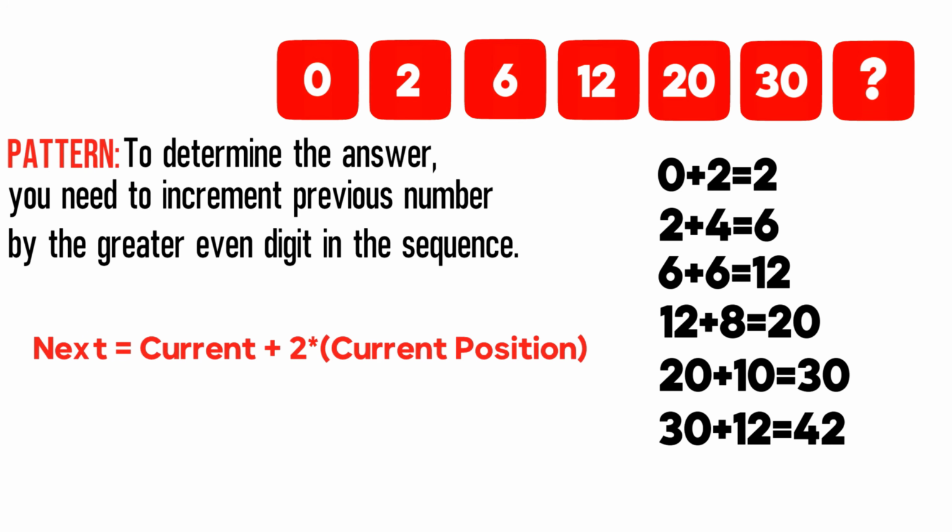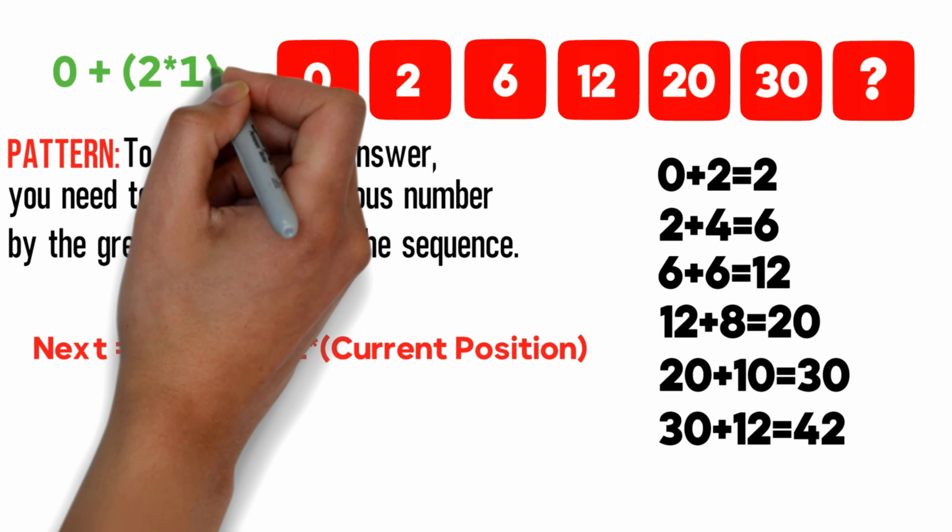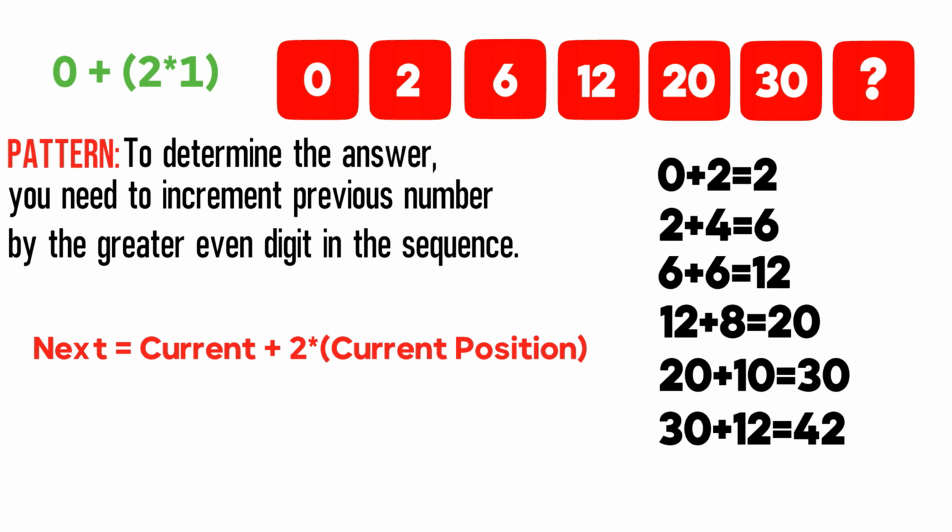For example, let's take the number 0. This is the first number in the sequence. To determine the next number in the sequence, we need to add the previous number, which is 0, and then 2 multiplied by 1, because number 0 has the first position in the sequence. Instead of using the formula, you can also use the next even number and add it to the previous number. The even numbers are 2, 4, 6, and you can increment them down the list.